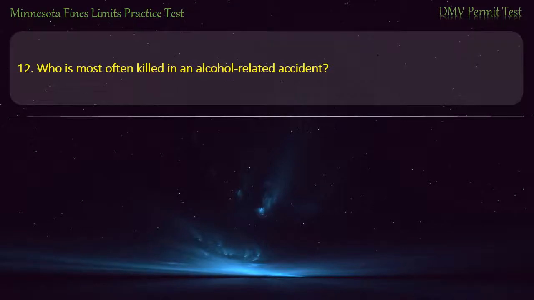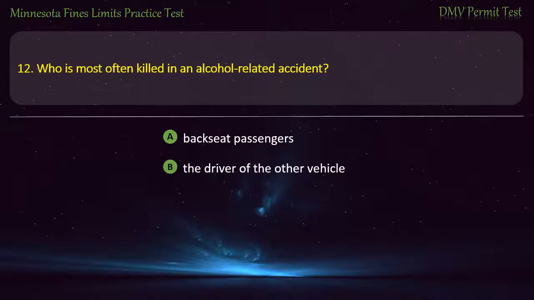Question 12. Who is most often killed in an alcohol-related accident? Backseat passengers. The driver of the other vehicle. The impaired driver. Children. Answer. The impaired driver.